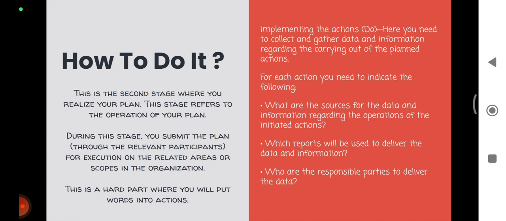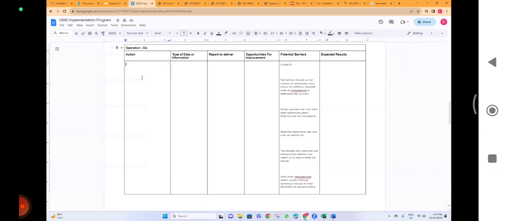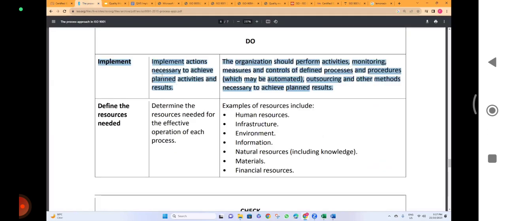For each action that you're going to do, you need to indicate what the sources are for the data and information regarding the operations of those actions initiated, which reports are going to be used to deliver the data and the information, and of course, who the responsible parties are to deliver that data. So this is now what you do. You come over here as usual, and then you go to this section. Under do, you have to implement the actions necessary to achieve the planned activities.